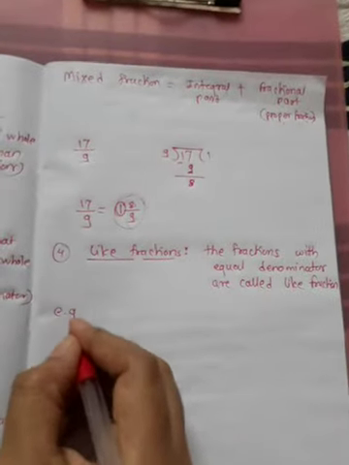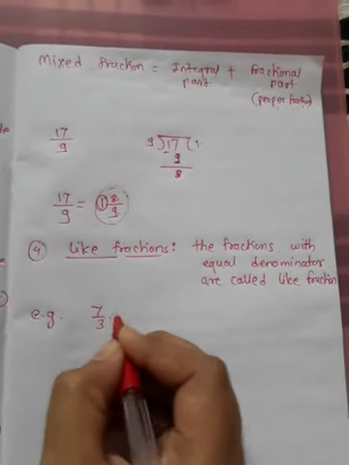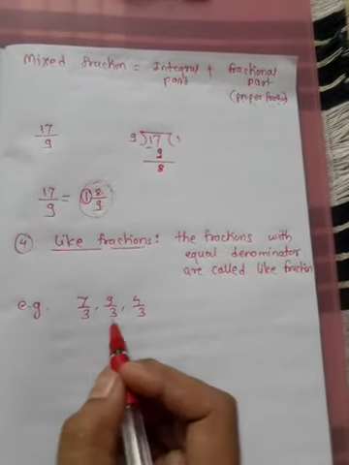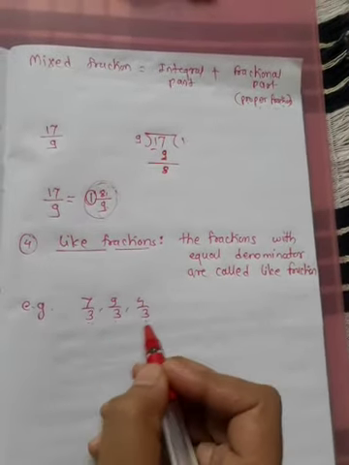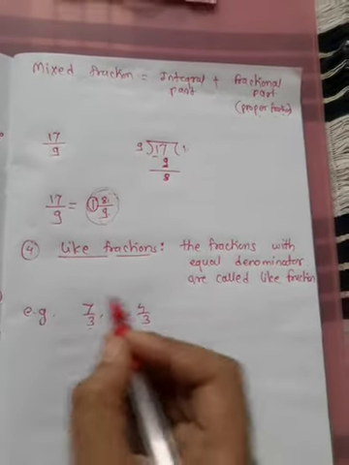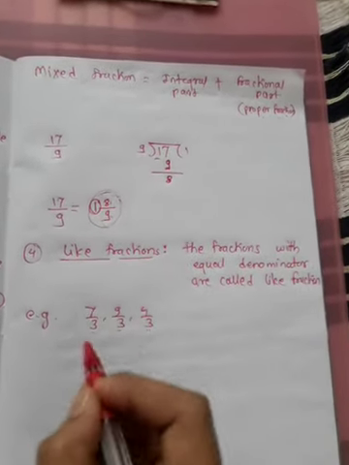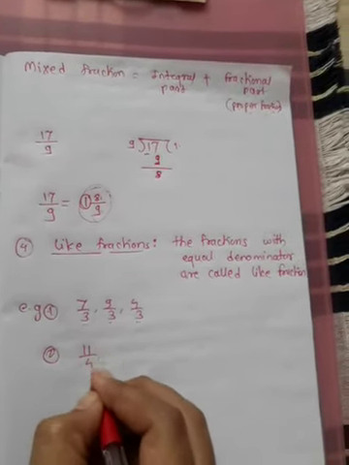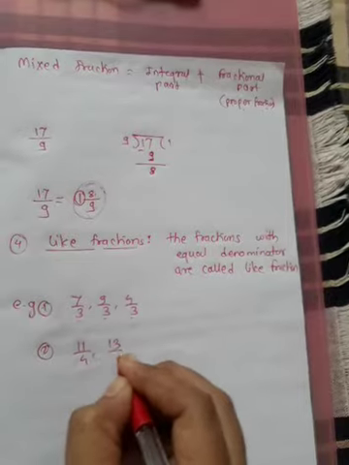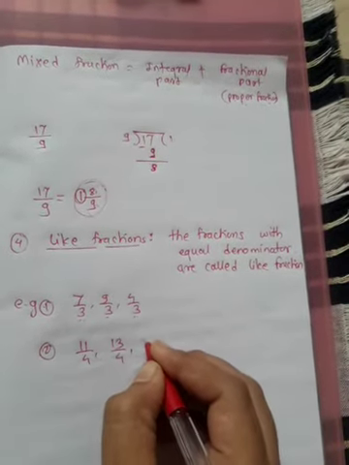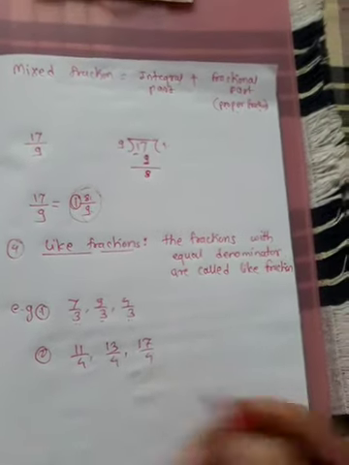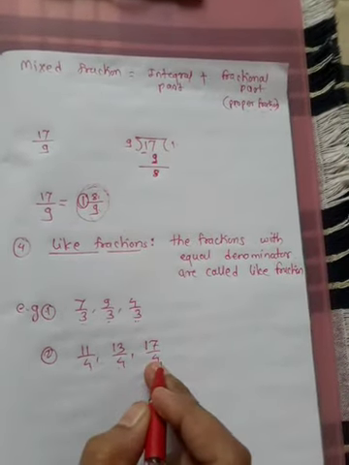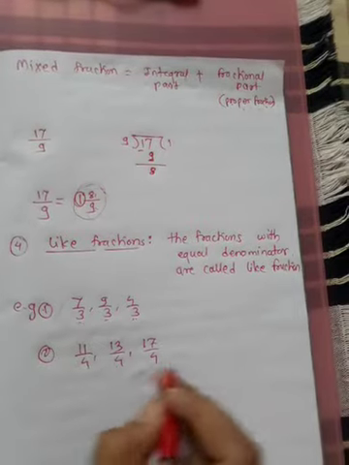So what are the examples of like fractions? 7 by 3, 9 by 3, 4 by 3. See, in these fractions the denominator is the same, so these are like fractions. You can take a second example as 11 by 4, 13 by 4, 17 by 4. See, the denominators of these fractions are the same, therefore these are like fractions.